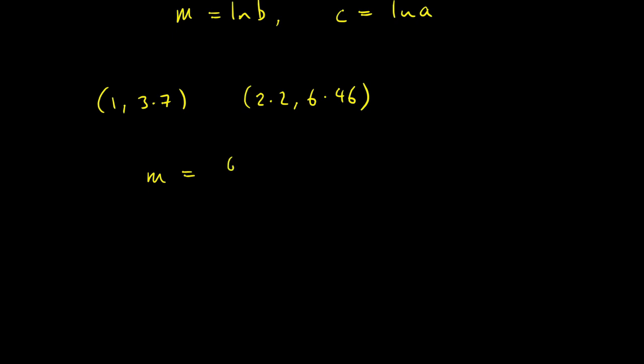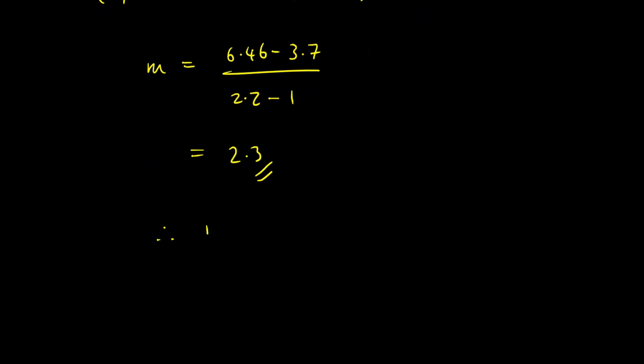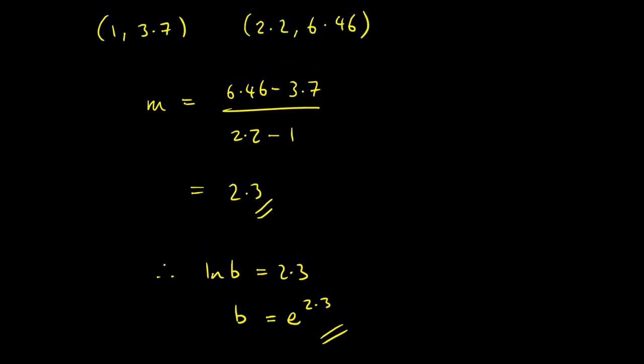Okay, so let's find the gradient of that. The gradient of that is going to be 6.46 minus 3.7 over 2.2 minus 1. Okay, and what would that value be? If I put that into the calculator, I'd get 2.3. Okay, and then what can we conclude? Well, we can conclude that ln b is equal to 2.3. So therefore, ln b is equal to 2.3, and that means that b is equal to e to the power of 2.3. Okay, and we can put that into a calculator in a moment.